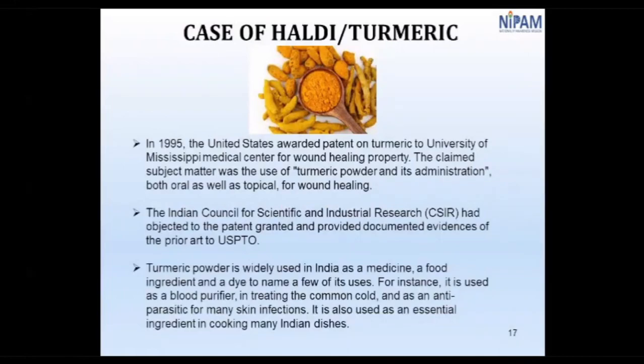In 1995, the United States awarded a patent on turmeric to the University of Mississippi Medical Center for its wound healing property. The claimed subject matter was the use of turmeric powder and its administration, both oral as well as topical, for wound healing. In 1995, the US government gave the patent to that famous university for Haldi, for the healing of wounds, though we have been using it since centuries. But in the US, they provided the patent to a college.